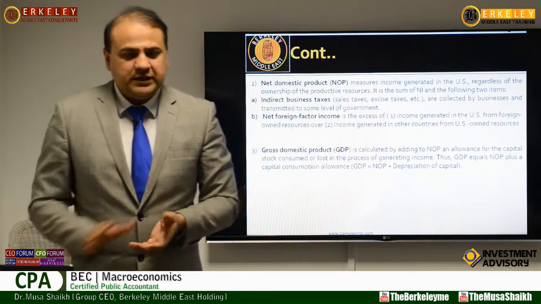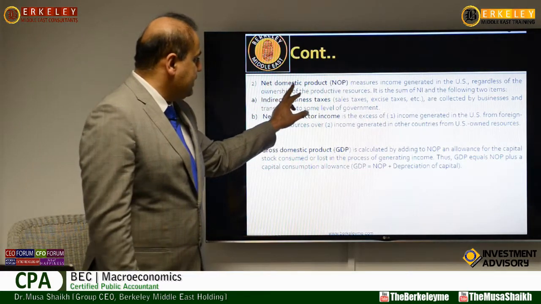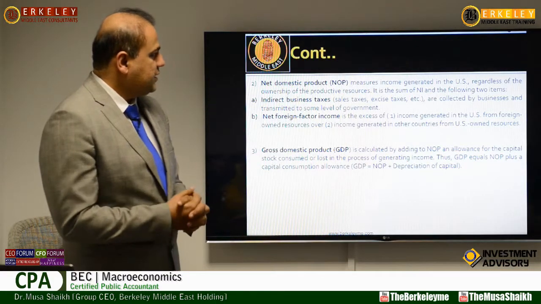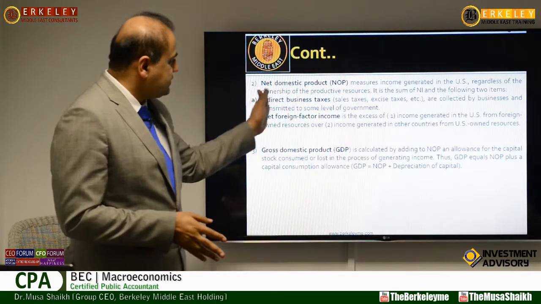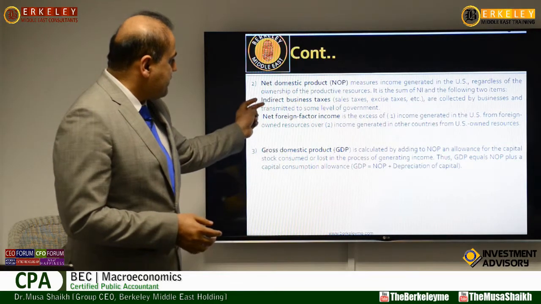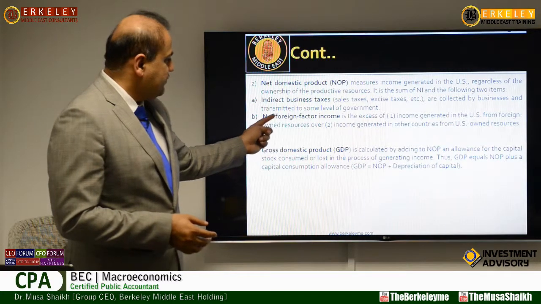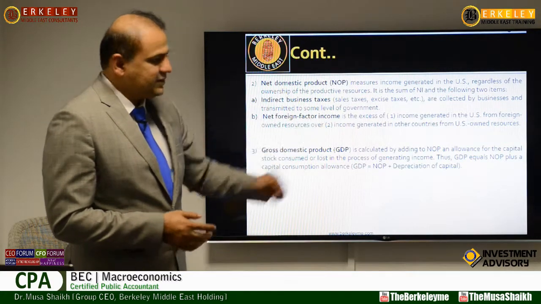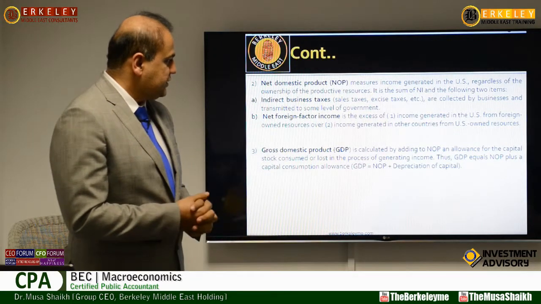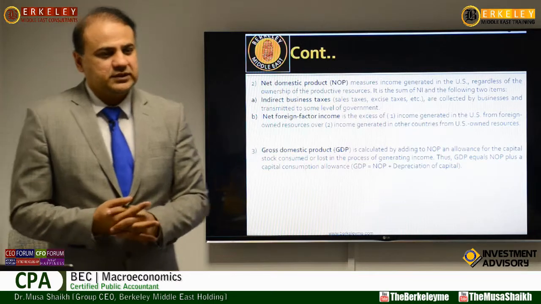We do have some other terms. GDP minus depreciation gives you NDP, net domestic product, which measures income generated in the US regardless of the ownership of productive resources. We can have two types of income adjustments: indirect business tax, and net foreign factor income, that is an excess of income generated in the US from foreign owned resources or income generated in other countries from US resources.